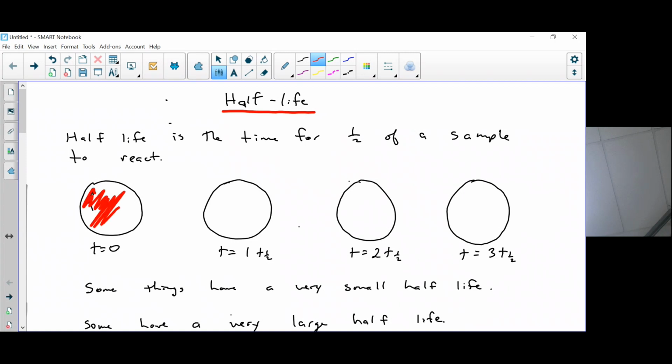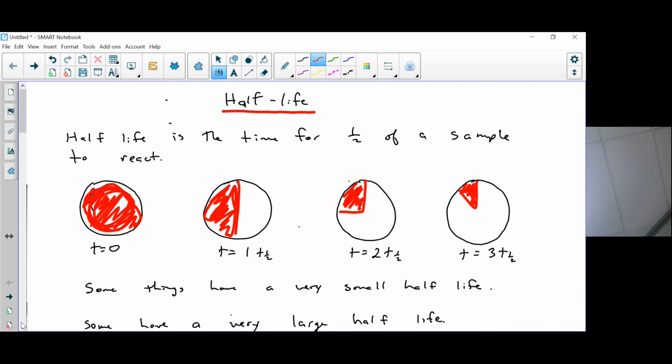So at time zero, I should have all the sample here. But after one half-life, half of it should have reacted, and this half, the red half, remains. And after another half-life, half of that would still remain. And after another half-life, I would only have that much. So it's not that after two half-lives it would all be gone. It's all relative to how much you started with.